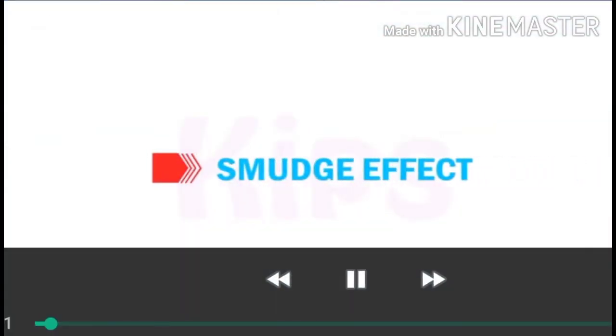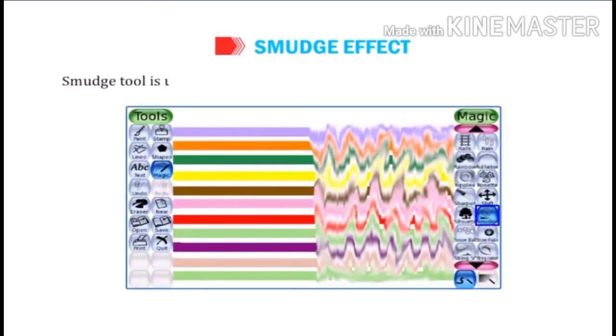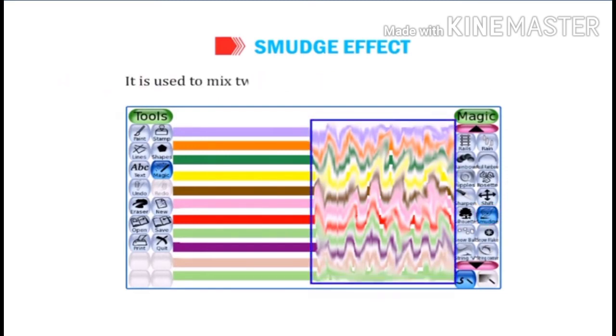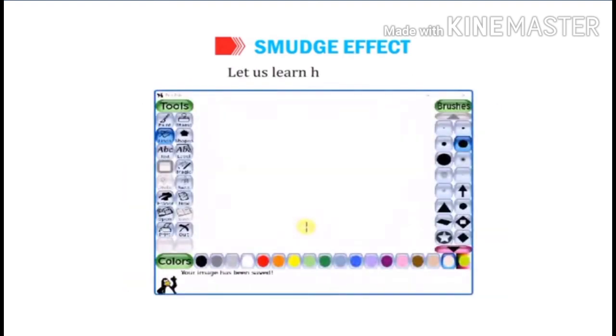Let's discuss the smudge effect. The smudge tool is used to give effects as if the color is mixed using wet paint. It is used to mix two or more different colors smoothly. It can be used to draw water bodies. Let us learn how to use it.